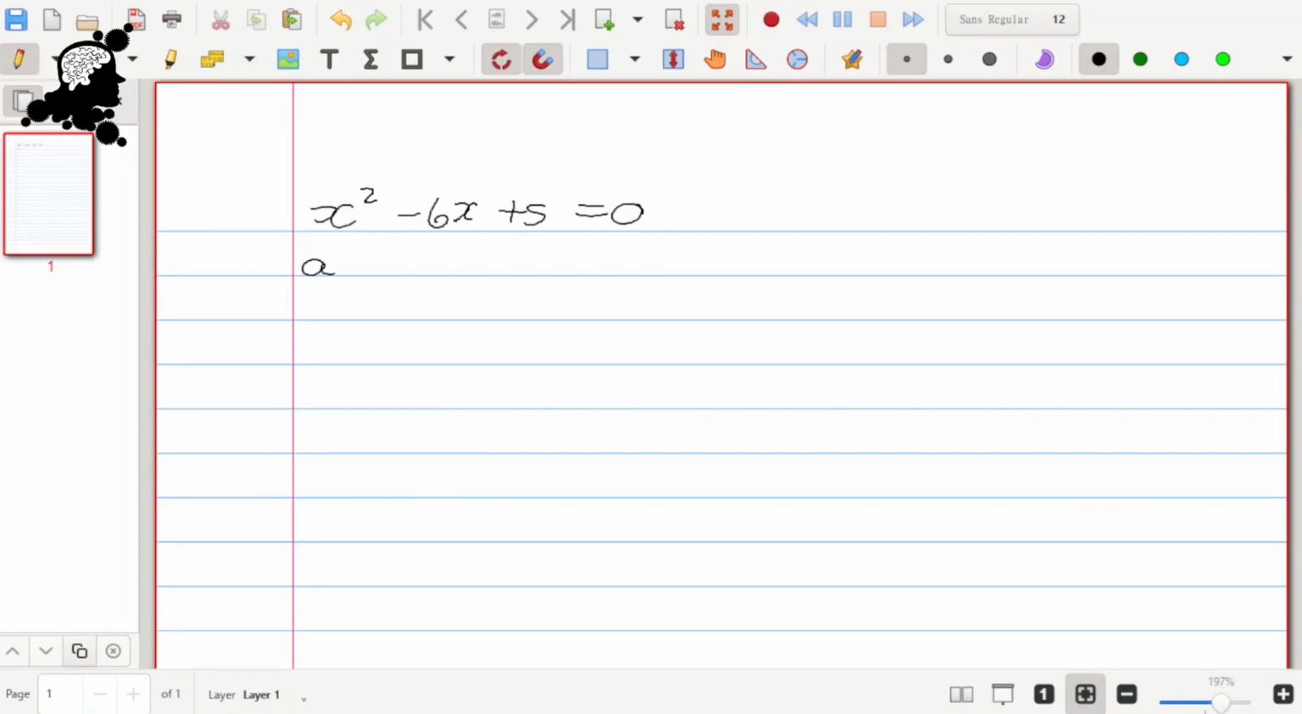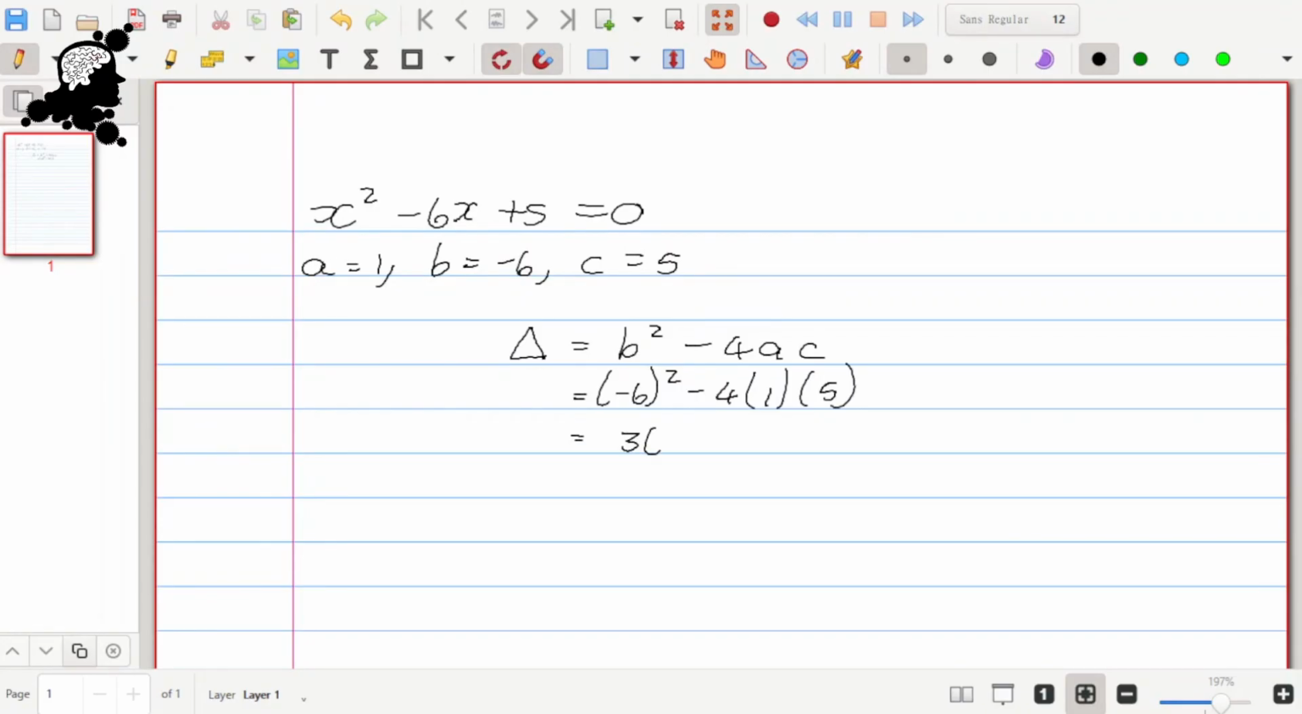So I can say a is equal to the coefficient of x squared, which is 1, b is equal to the coefficient of x, which is negative 6, c is equal to our constant, which is 5. I can therefore say delta is equal to b squared minus 4ac. Now, when I substitute my values, this is going to be negative 6 squared minus 4 into the value of a is 1, the value of c is 5. This is going to give us 36, and 4 times 5 is 20, so 36 minus 20, this is going to give us 14.